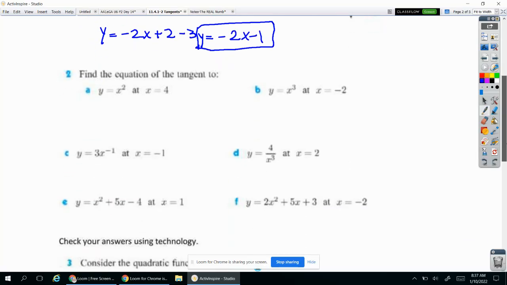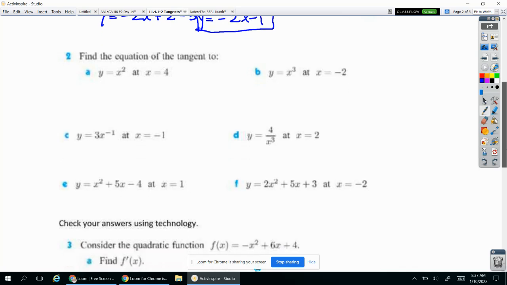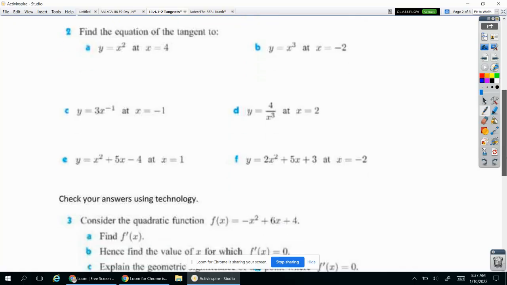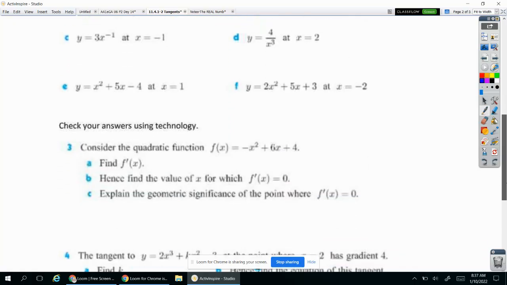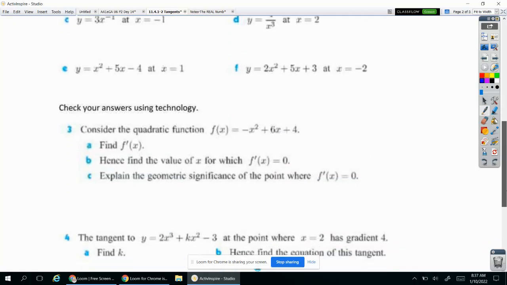Try to do number 2, as many as you can, and the answer key is on Schoology. I would like to do number 3.